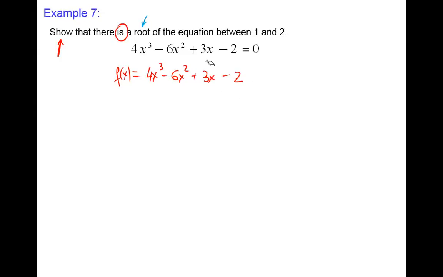I can name this equation's left-hand side as a function, and I want this function to be 0. That means the horizontal line must be the x-axis, the value 0, n equals 0.